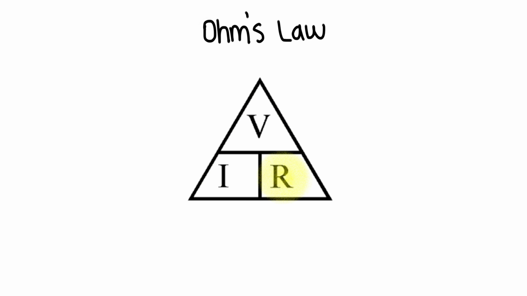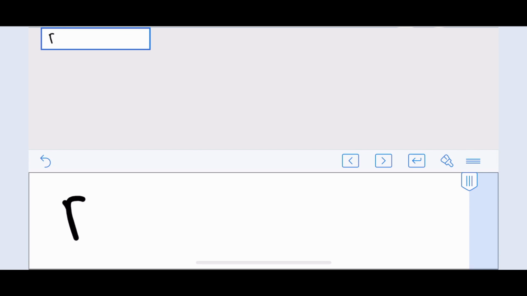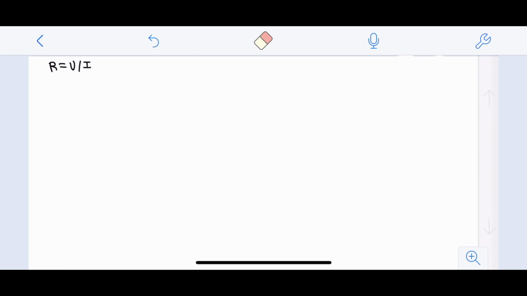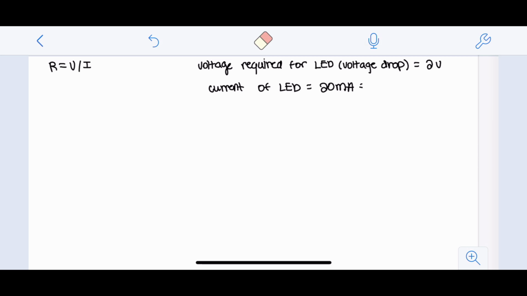Using the Ohm's law triangle, you can derive the equation resistance equals voltage divided by current. This equation will determine the type and number of resistors you will need. To solve this equation, you will need to find the values for voltage and current. Google the model of your LED to find the amount of electricity needed to turn it on, as well as the current of the LED.